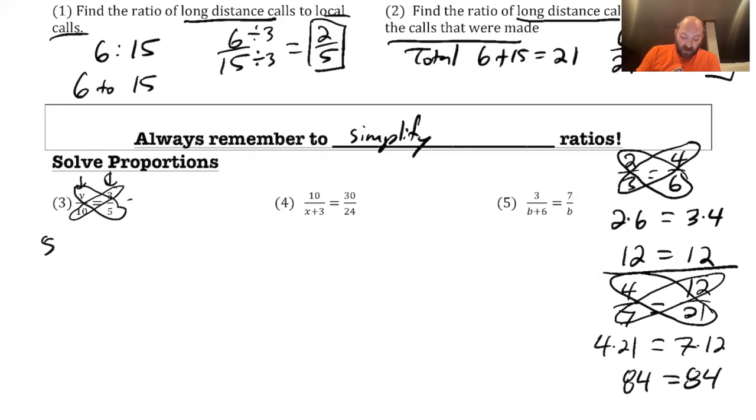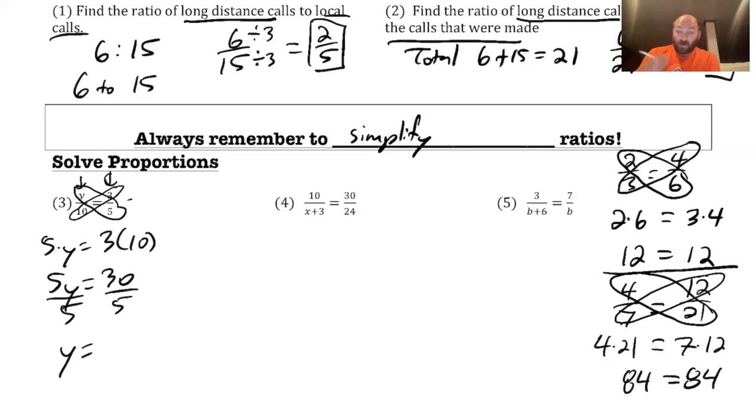I'm going to do 5 times y is equal to 3 times 10. So 5y is equal to 30. And now I just divide both sides by 5. We just use our algebra skills that we've covered recently. And I get y equal to 6.